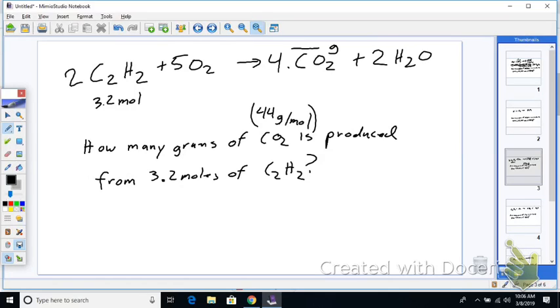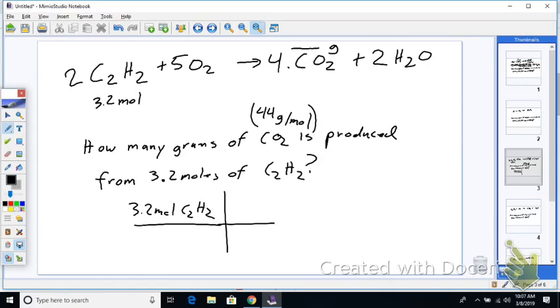If you notice, we can't go diagonal. We can't go from moles of C2H2 to grams of CO2. We always got to go horizontal or vertical. Can't go at a diagonal. So that means I have to go from moles of C2H2 to moles of CO2. So 3.2 moles of C2H2.